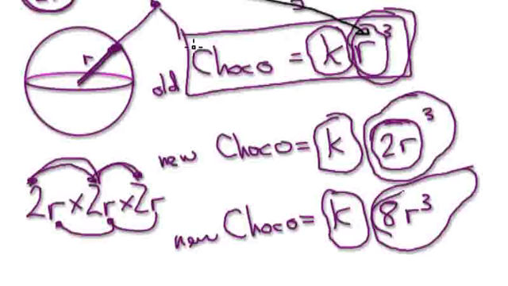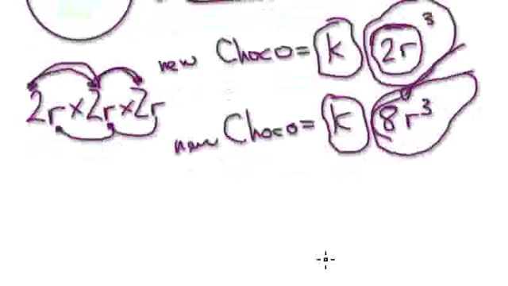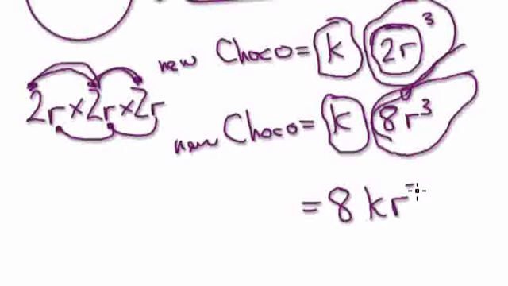Look at this here. For our old sphere, we require k r to the power of 3. But look, we now have an 8 in there. So let's just move the 8 to the front. Look what happens now. Here's 8, and then k r to the power of 3. I'm just moving the 8 out.